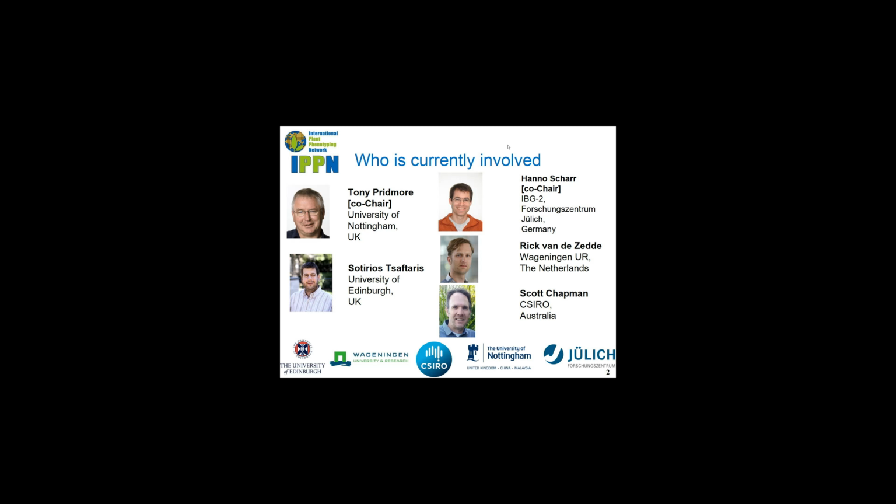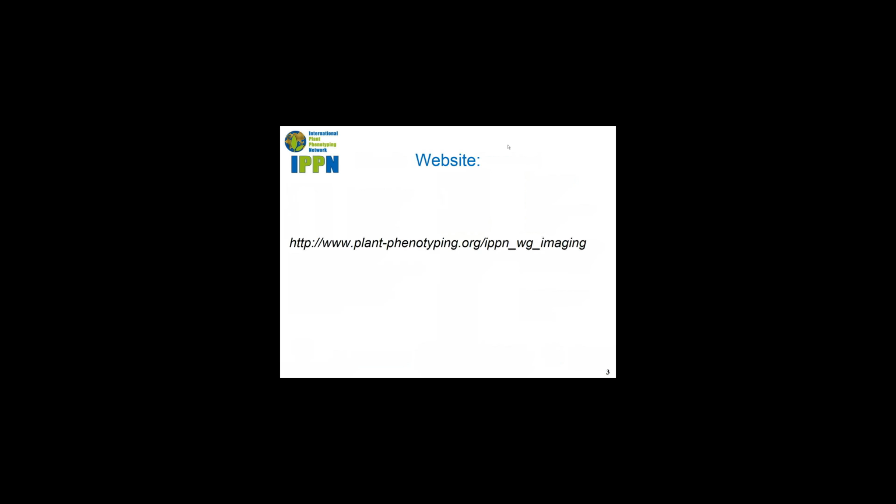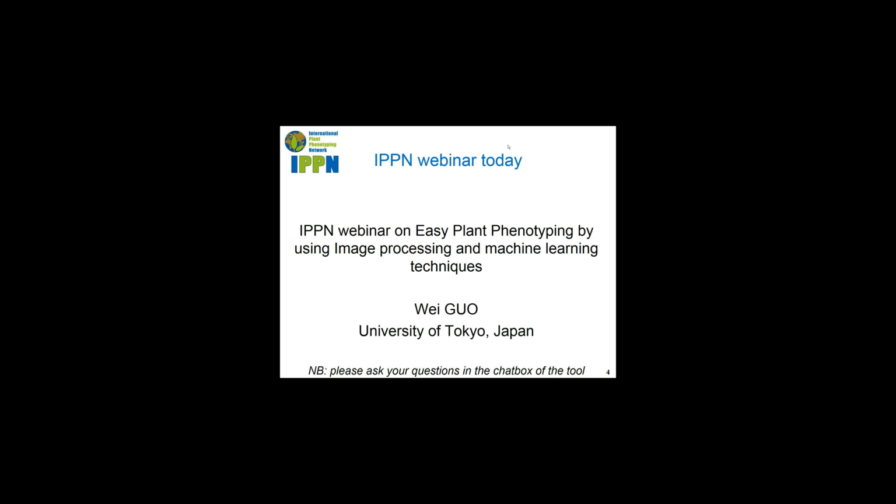The summer school, the upcoming summer school in July, has registration open. So from the 8th till the 12th of July, we can train you in imaging, with a focus, of course, on phenotyping. So if you want to know more, you can go to the IPPN website and look for the working group. I won't spend much time on it because I would like to hear what Waigo is going to tell us. So the talk will be on easy plant phenotyping by using image processing and machine learning techniques.